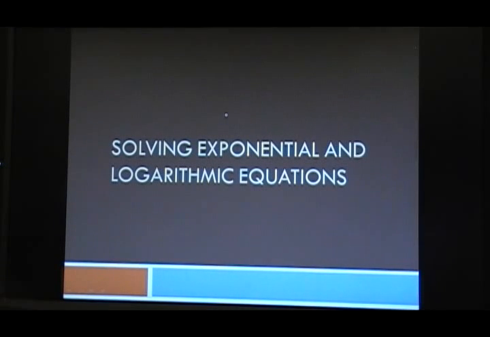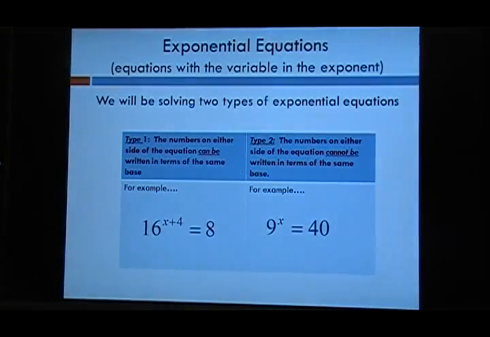Last but definitely not least, we're looking at solving exponential and logarithmic equations. So we've already done some of this in previous sections, and today we're looking at some new methods as well as a compilation of all. So we're going to be talking about solving both exponential equations and logarithmic equations.